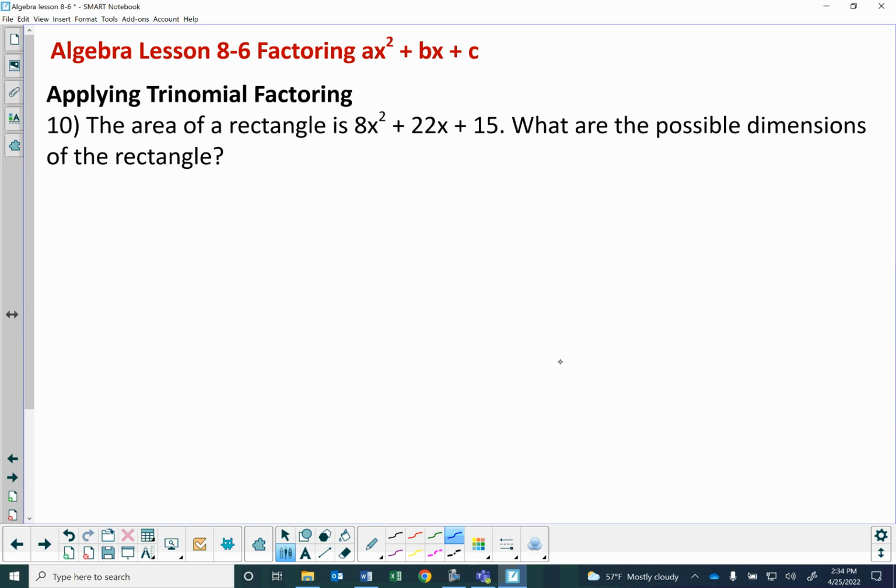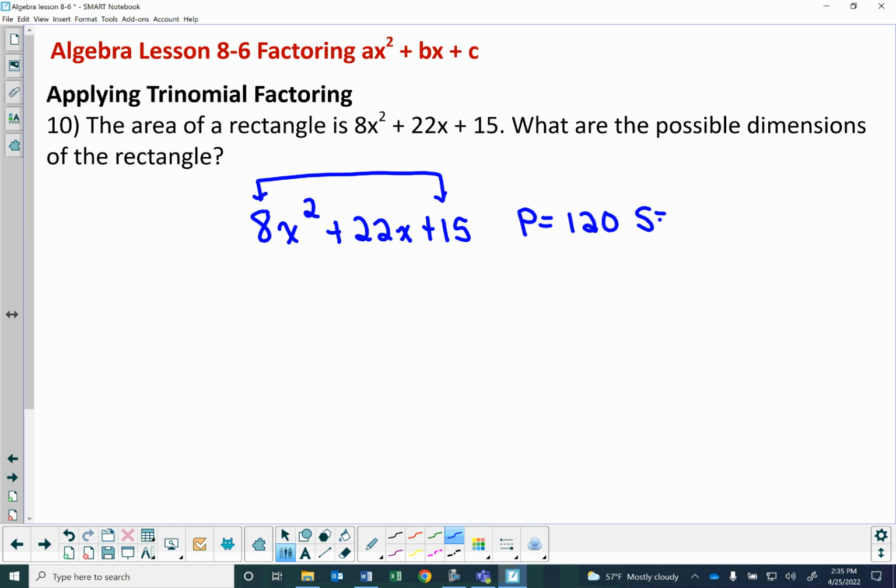The area of a rectangle is 8x squared plus 22x plus 15. What are the possible dimensions of my rectangle? Which basically means I would need to be factoring this. I have to divide it out. So I'm going to factor 8x squared plus 22x plus 15. First thing I'm going to do is look for a GCF. Well, out of 8 and 22, it's 2. But there's nothing that goes into 8, 22, and 15, so there's no greatest common factor. So I need a product of 8 times 15, which happens to be 120, and a sum of 22.